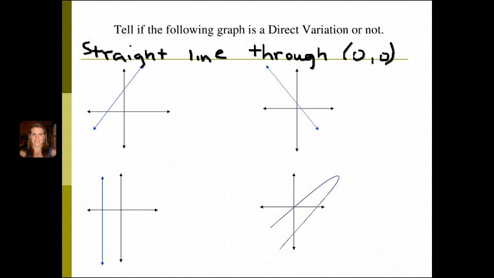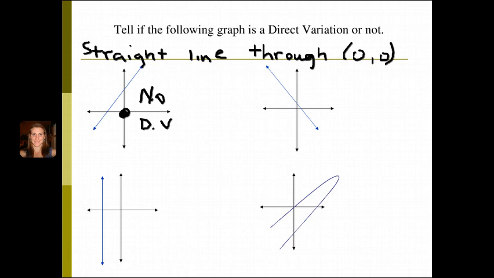Well, our first example, our first graph, does show us a straight line, but it does not go through the origin. Therefore, it is not DV, direct variation, and that's how we abbreviate direct variation, with a D, period, V, period.